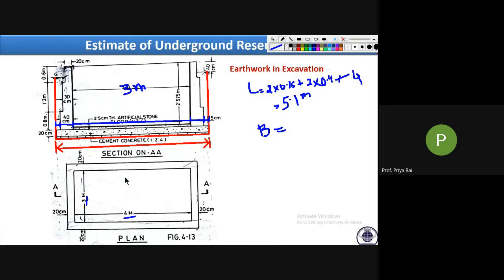Same, that side also, this side also we are having offset 15. Okay, 15 centimeter offset. Here also we are having 40 centimeter thick wall.